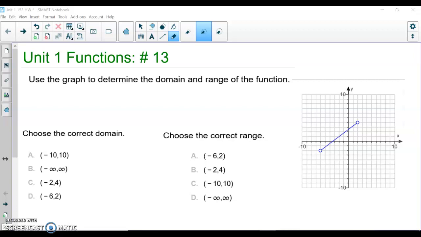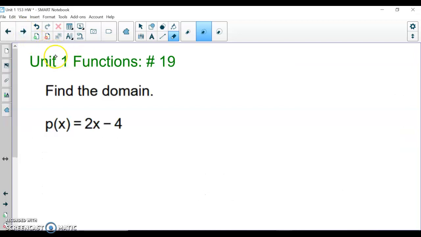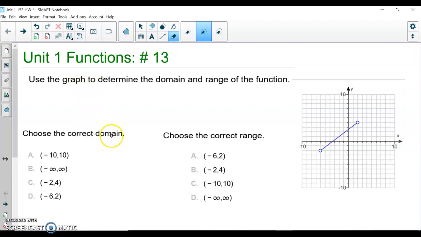Hello, Kyle here. I've got two problems to look at in this video in response to some homework questions that were sent to me from MyLabs Plus. Both of these problems are from the first section of Unit 1, functions, and in both cases they're asking us for the domain, this one's asking for the range.